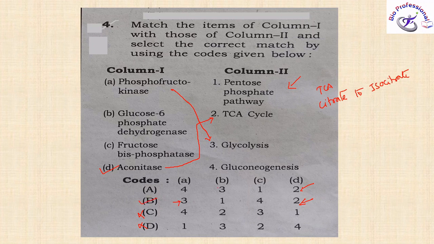So again, let us check. B is glucose 6 phosphate dehydrogenase. This is present in the pentose phosphate pathway, and fructose bisphosphatase is present in gluconeogenesis. For that, you need to have knowledge of these pathways, or else you cannot answer. So the correct option for this question is option B.